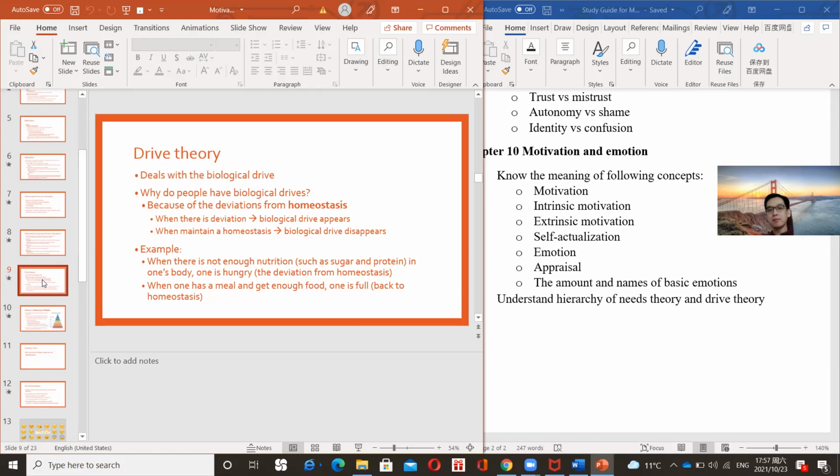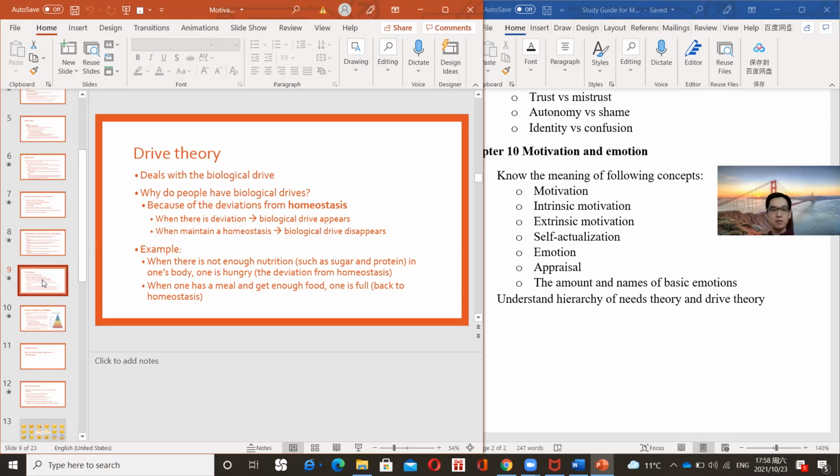But sometimes it's not balanced. There's a deviation from the homeostasis. When there is deviation from homeostasis, biological drive appears. Biological drive is created in our mind to tell ourselves that there is a deviation from the homeostasis and we need to reach the homeostasis again. When the homeostasis is reached or maintained, biological drive disappears. It just disappears because we don't have the need for those biological drives anymore.